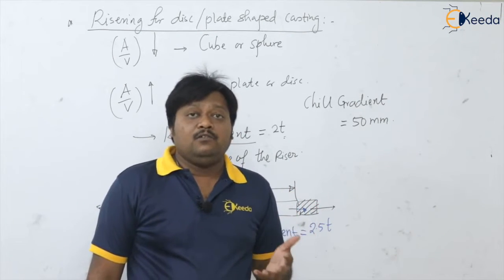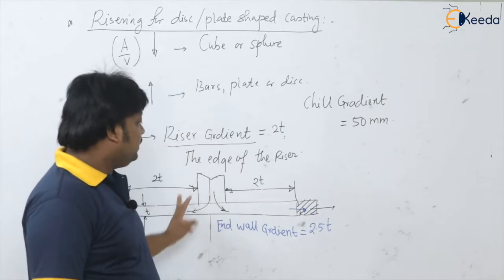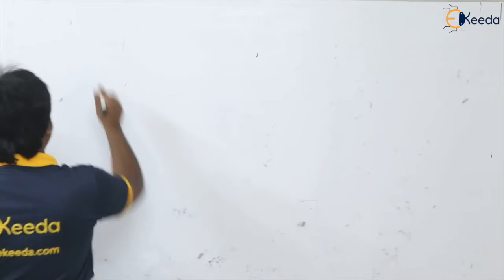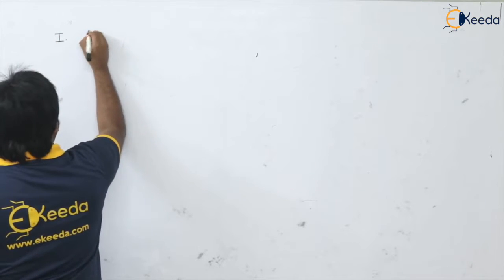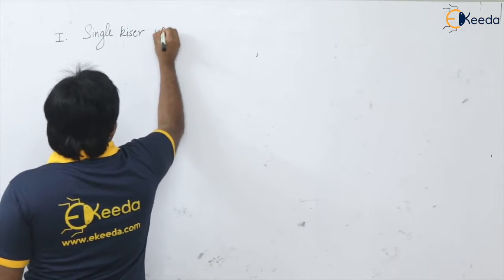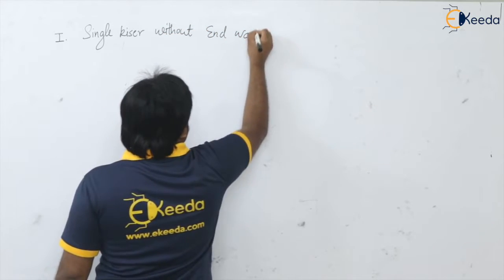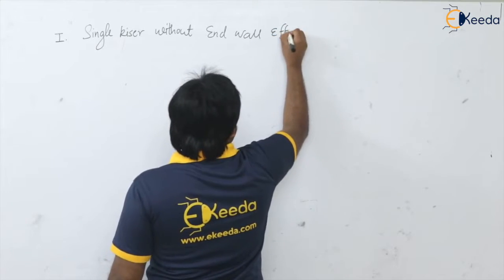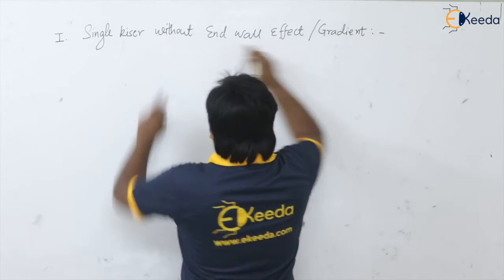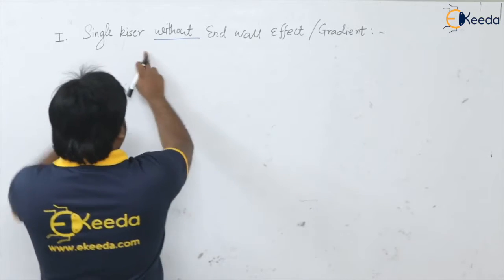Okay, now I will take the cases in this topic. So it is clear, I hope it is clear now. I will take the first case. Say I am using a single riser without end wall effect or end wall gradient. What is the meaning of without? That is, I am not allowing heat to transfer from the ends, without end wall.